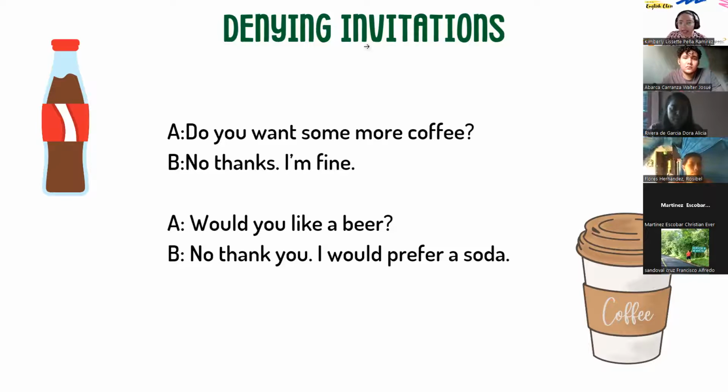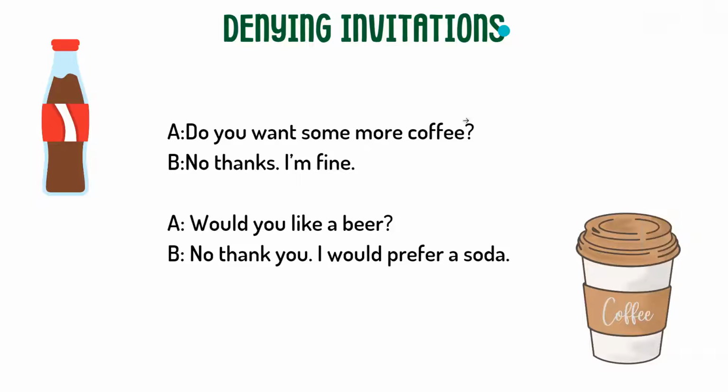So, denying invitations. This is the way we deny something. When we deny, that means we don't want to, okay? It's like we either want to do something or we don't want to do something. In the previous slide, that's the way we answer when we agree with something. And in denying, this is the way when we don't want something. And here we have the examples. Do you want some coffee? You can just say no thanks. That's it. That's okay.